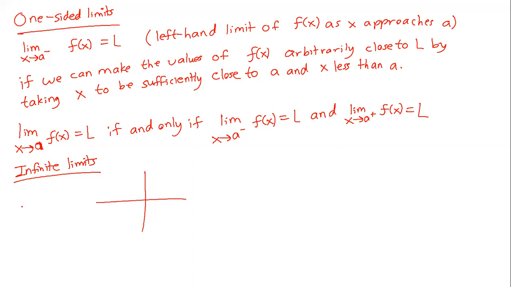So for example, let's take the limit as x goes to 0 of 1 over x squared. If we make this plot, it will be like this. So here we have x and we have y, we have 0. The values of f of x as x is approaching 0 on the left and the right don't actually approach any number. They're just increasing without bound. And so the limit as x goes to 0 of 1 over x squared does not exist.